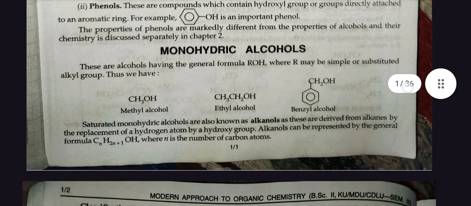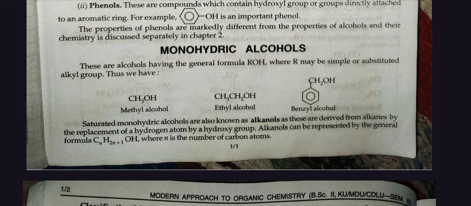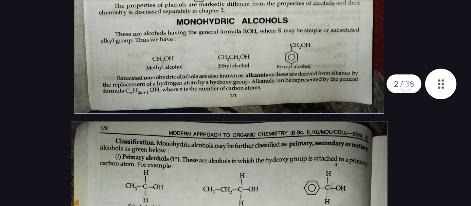2. Monohydric alcohols. These are the alcohols having the general formula ROH, where R is a simple or substituted alkyl group. Thus, we have methyl alcohol, ethyl alcohol, benzyl alcohol. Saturated monohydric alcohols are also known as alkanols, as these are derivatives of alkanes by replacement of a hydrogen atom by a hydroxy group. They can be represented by the general formula CnH2n+1OH, where n is the number of carbon atoms.